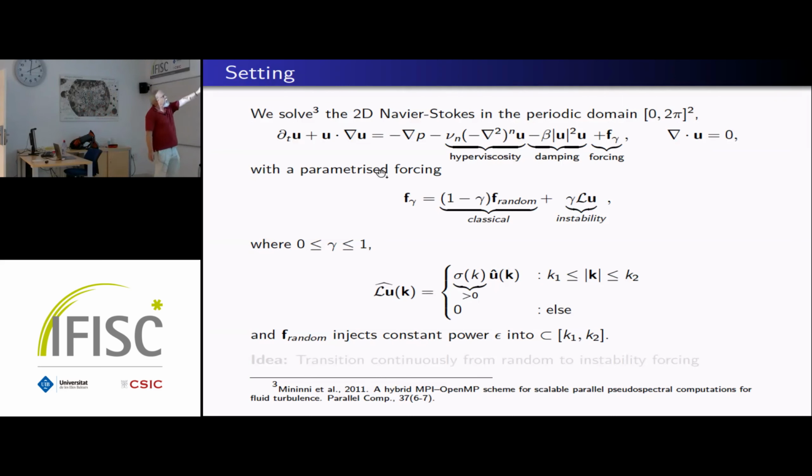Well, it's because what we're doing essentially, you can think of it as a homotopic continuation from a purely randomly forced system to a purely instability-forced system. Okay, so we're just going to vary gamma as a free parameter. When gamma is 0, you're in the classical situation where everything is driven by random forcing. When gamma is 1, the random forcing is absent, and all of the forcing is confined to this instability-driven mechanism. Okay, so it's just a way of extrapolating between these two possibilities.